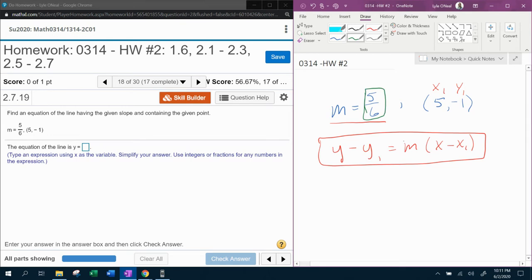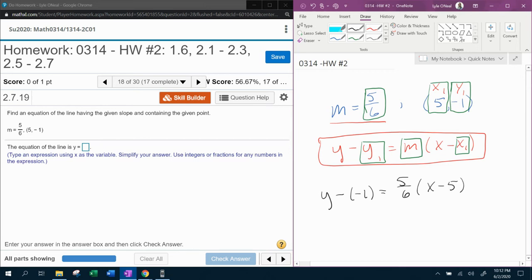M is the slope, and we've got our x1 and our y1 that we're going to plug in. All right, so we're going to do plug and play. Here we go. Y minus, notice that y1 is also negative, so minus a negative is going to make that a plus, equals m times x minus x1, which is 5, okay? So again, over here, minus a negative, two negatives make a plus, so that's going to become y plus 1 equals 5/6 times x minus 5.